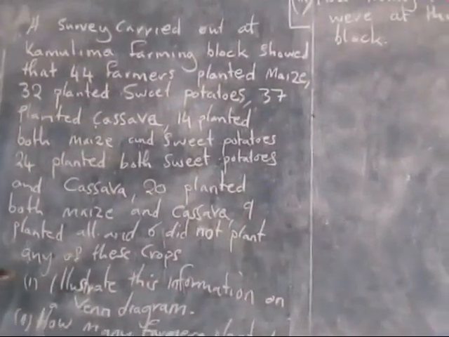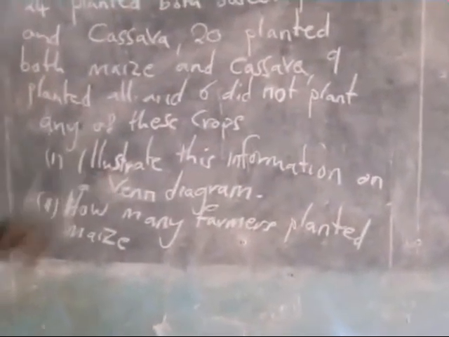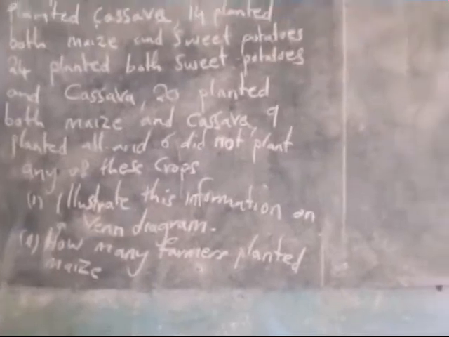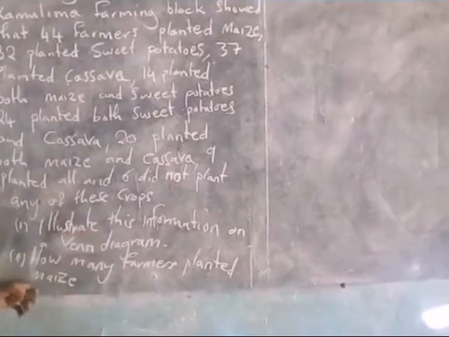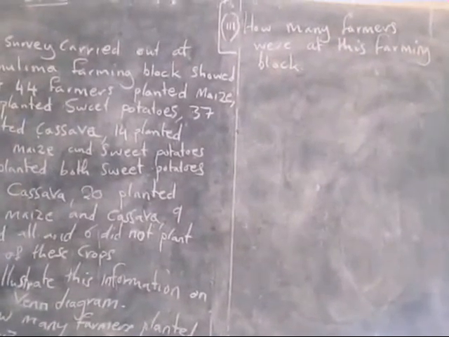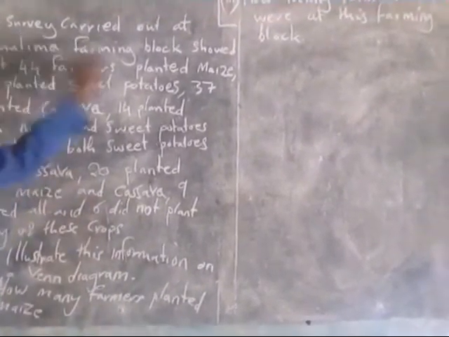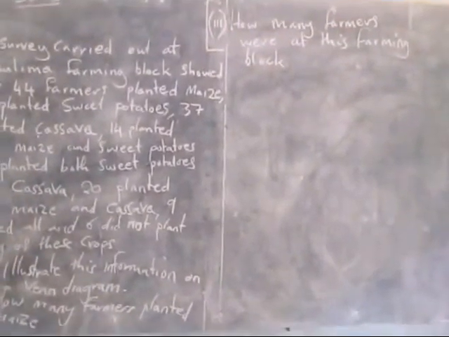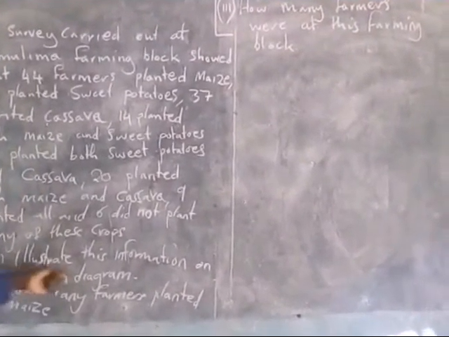After being given this information, question part 1 asks us to illustrate this information on a Venn diagram. Then the questions that follow: how many farmers planted maize? And how many farmers were at this farming block? If you read our question clearly, it does not specify the total number of people at this farming block, but we have to find it with the help of the Venn diagram.